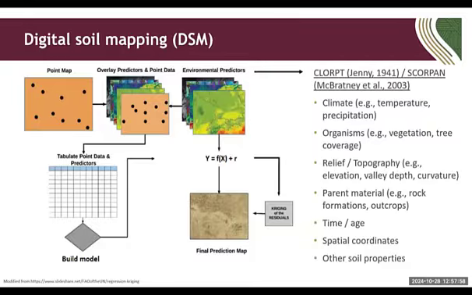This is mainly driven by what drives the distribution of soil. So we talk about the Clark model or the Scorpan model. These are typical things that you should include into your list of covariates that drives the distribution of soil, like climate, organisms, and so on. And then you tabulate everything, you build a model, and you try to estimate your f of x. You do your final prediction map, and if necessary, you can also do some geostatistics on your residuals.